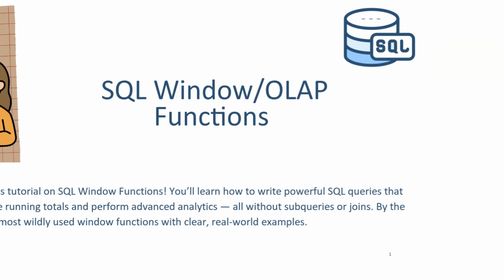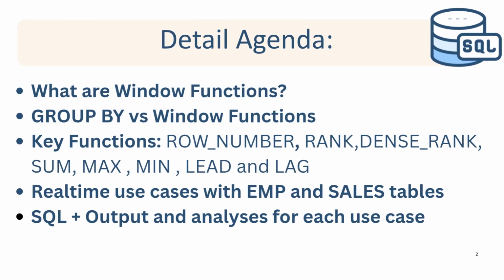Let's get started. Here's what we'll cover in this session on SQL window functions. We'll begin with the basics: what are window functions, how they work, and how they're different from traditional group by, which collapses rows, unlike window functions that retain row-level detail. Next, we'll explore key functions like row number, rank, dense rank, sum, max, min, lead, and lag, explaining when and why each one is used.